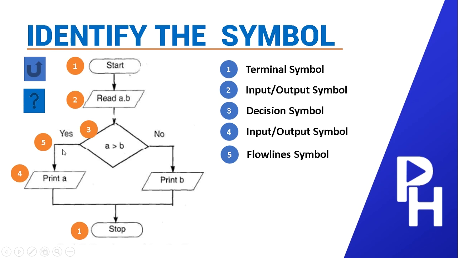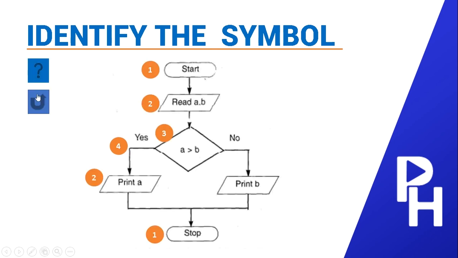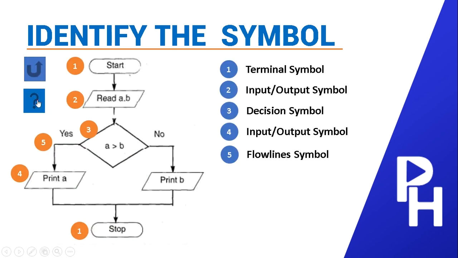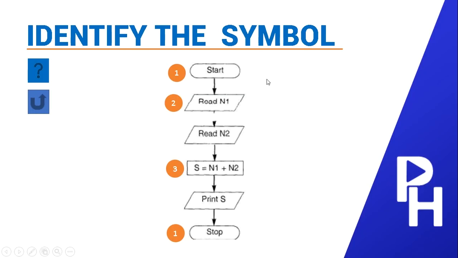Alright, another example. Let me show you another example. Okay, so identify the symbols. The first is with the start and stop. The second reads the N1 variable with this symbol. The third is a calculation of two numbers. In 3, 2, 1, I will be revealing the answer.